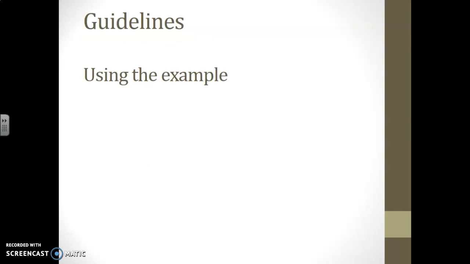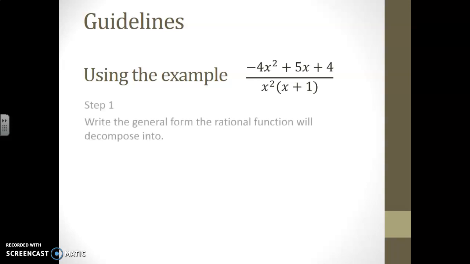So let's follow the guidelines in the following example to describe how a proper rational function can be decomposed. We're going to use minus 4x squared plus 5x plus 4 over x squared times x plus 1 as a guiding example. So first and foremost, we're going to write the general form the rational function will decompose into.